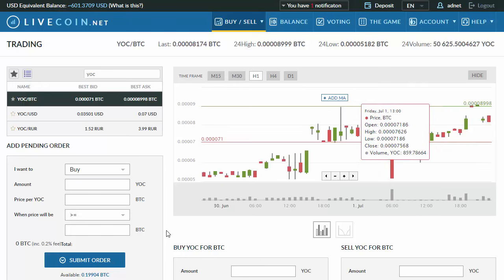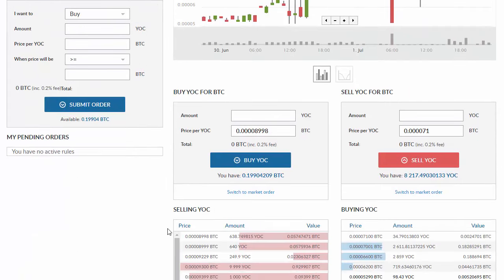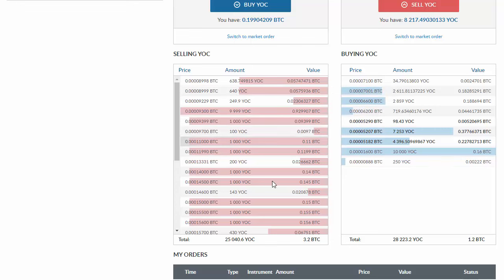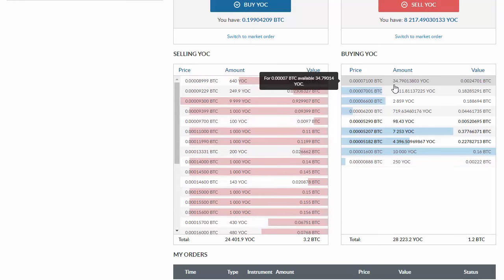Very simple principle. Now directly below the charts we can see the information. Here are the orders that are currently sat in the exchange. So these are people willing to sell. We can see here there's 638 yocoins available for sale at 89.98 microbits, and there's someone here willing to buy 34 yocoins. They've put their bid in here to buy 34 yocoins at 71 microbits.